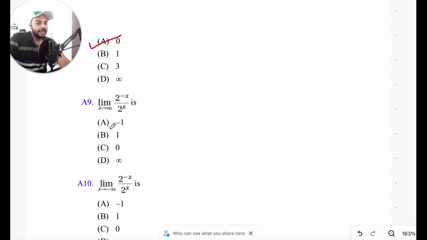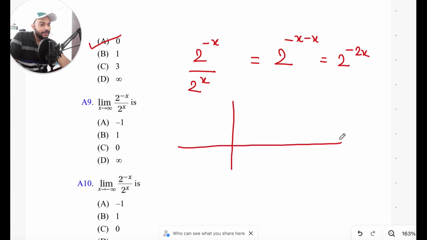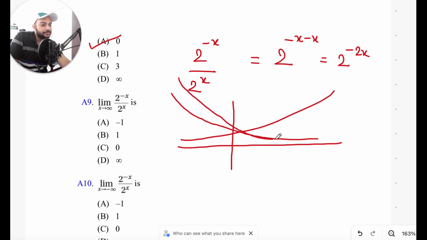A9. Limit x tending to infinity, 2 raised to the power negative x over 2 raised to the power x. Let's simplify this expression. Using the exponent rules, this would become 2 raised to the power negative x minus x, or 2 raised to the power negative 2x. This is the expression now. Let's quickly draw the graph. 2 raised to the power x is going to be this. 2 raised to the power negative x is going to be this. 2 raised to the power negative 2x will just be steeper, like this.